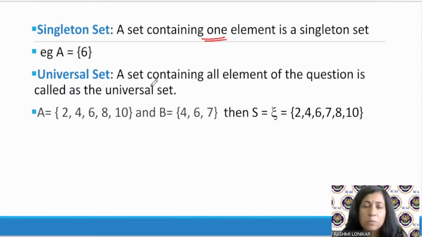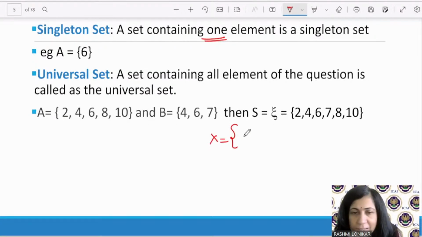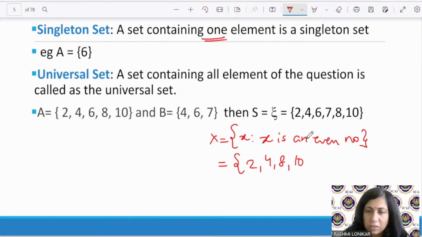Suppose, let us take this example. I have this universal set given by 2, 4, 6, 7, 8, 10. Then from this, suppose I want to find out X, the set such that X is an even number. Then in this case, what will be the numbers? 2, 4, 8 and 10. So this is the set which is containing all those elements.